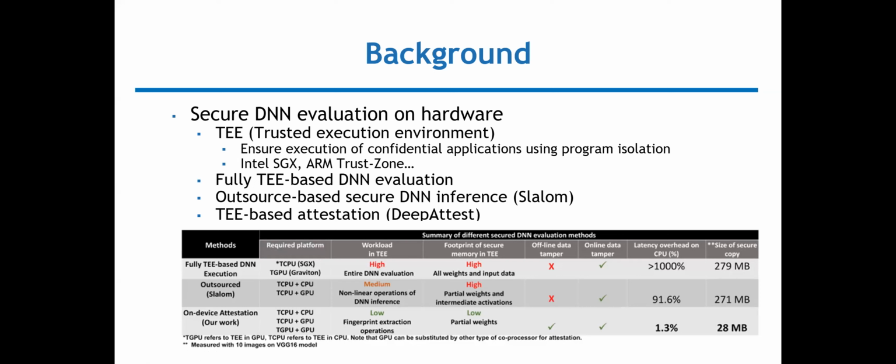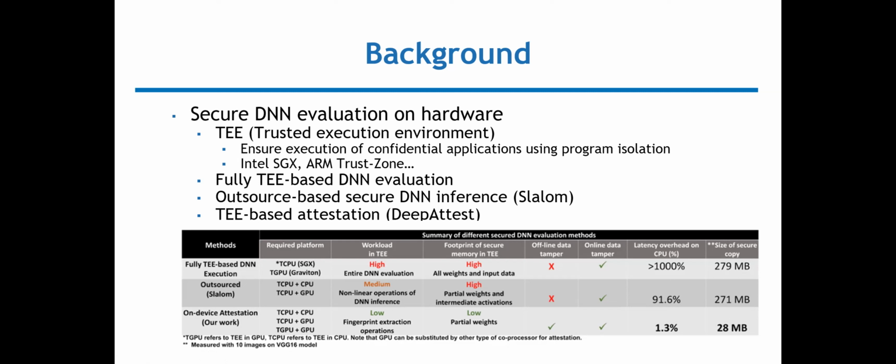Fully TEE-based DNN evaluation is a naive way that basically runs all the computation inside the TEE. But this way is obviously not feasible due to the limited secure memory. For example, the enclave memory size of Intel SGX is 128 megabytes, which is much smaller than the size of contemporary DL models. Besides the memory constraint, encryption and decryption for communicating data with secure memory create large overhead.